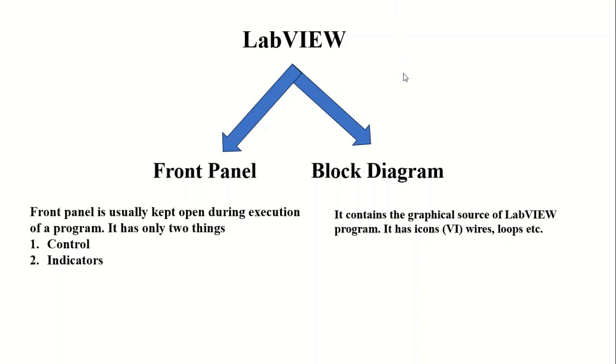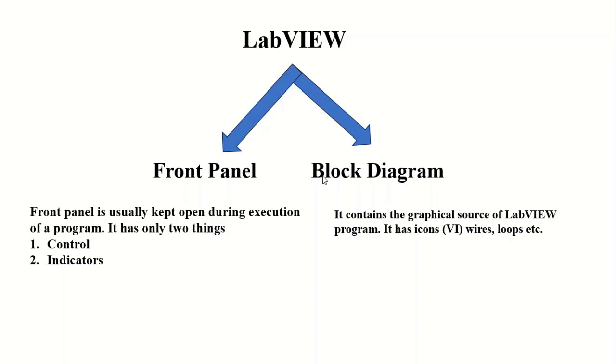A LabVIEW program is made up of two things. The front panel, which is usually kept open during execution of the program. It has only two things: controls and indicators. Controls are where we control things and give input, and indicators are where we get the results of our program, our experiment.